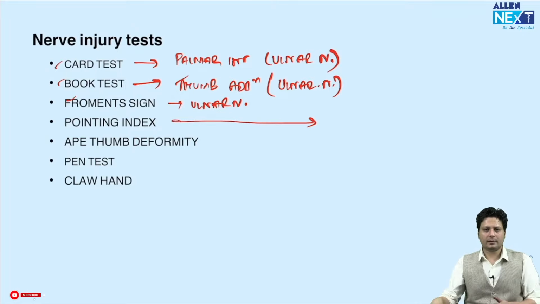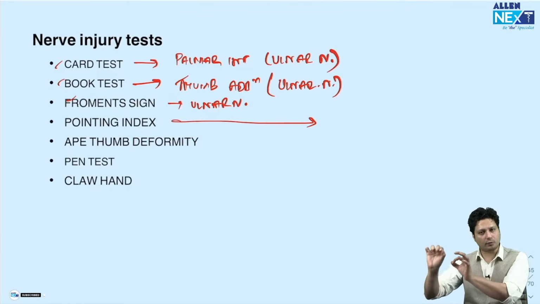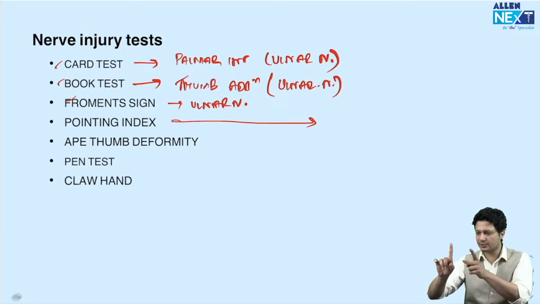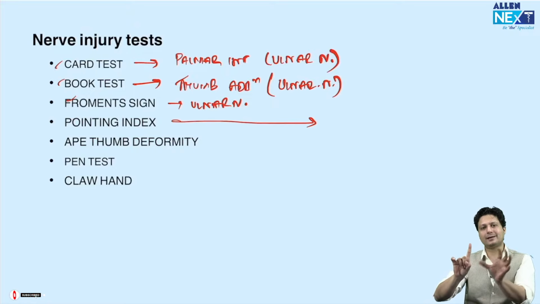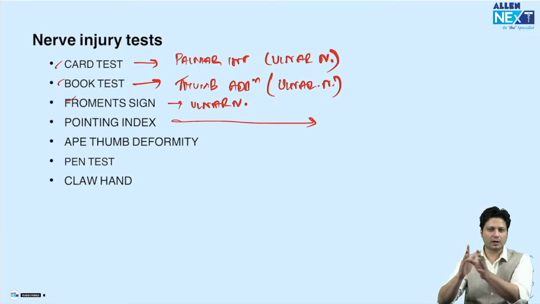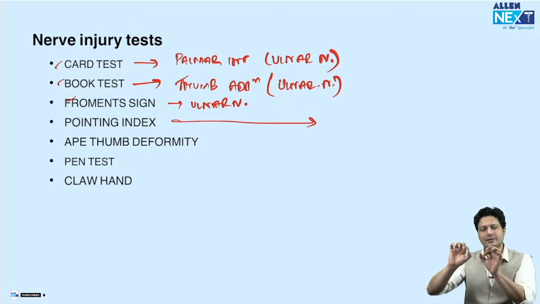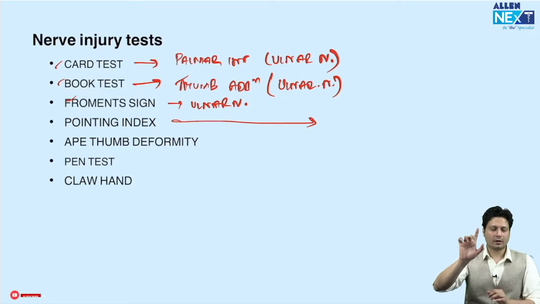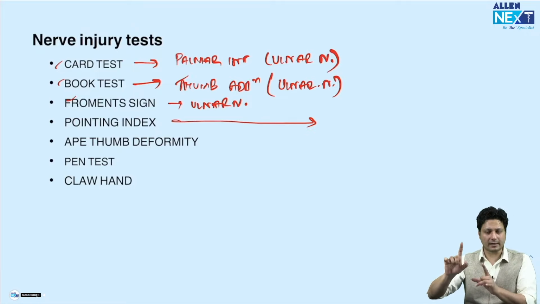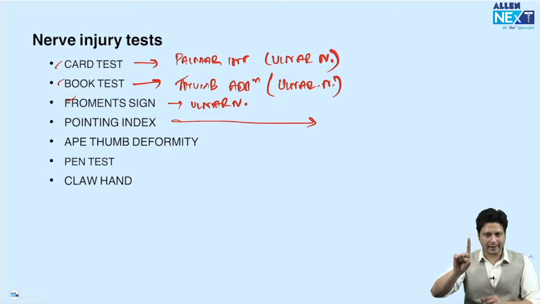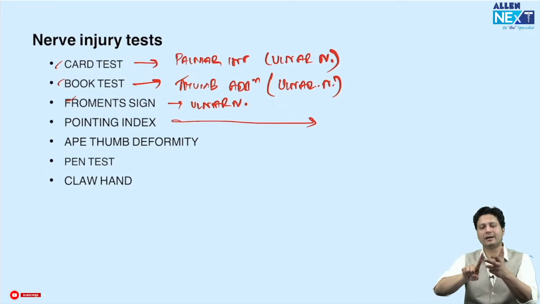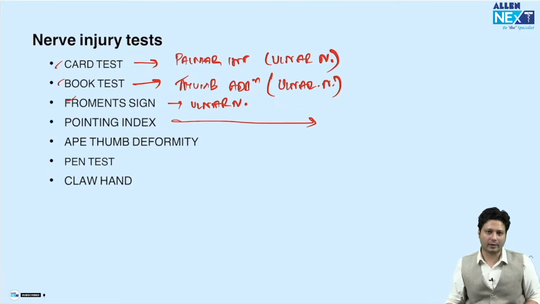Pointing index, you know that both flexor digitorum profundus and flexor digitorum superficialis tendons to this index finger are under the supply of median. For the rest of the other three, there is a sharing of ulnar and median. So if there is an injury to the median nerve, then all the fingers will get flexed when you are asking a patient to form a fist, except one finger that remains pointing, and that is known as pointing index. So hopefully this point is also clear.